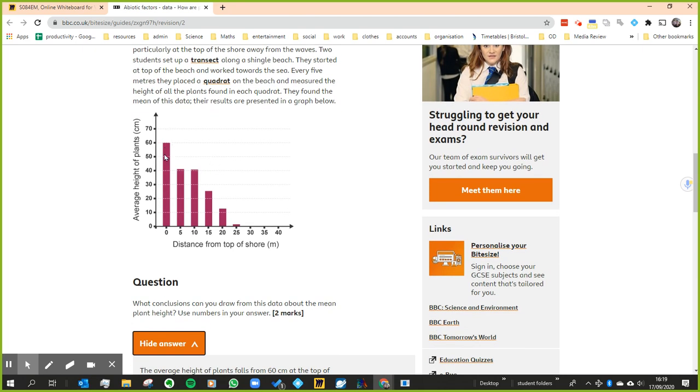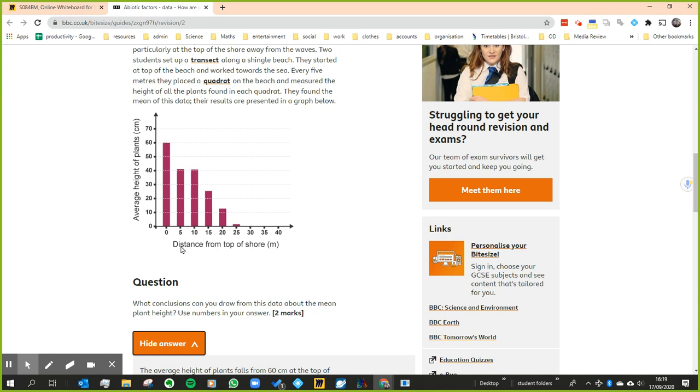If you have a look at this chart here, this would have been taken using a transect. It could be taken using quadrats actually, but either one would be fine. So it's just the distance from the top of the shore, and we're seeing the average height of plants. Okay, so it won't be a quadrat because they didn't. Well, yeah, and I suppose it could be a quadrat.